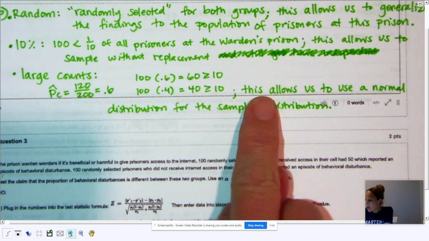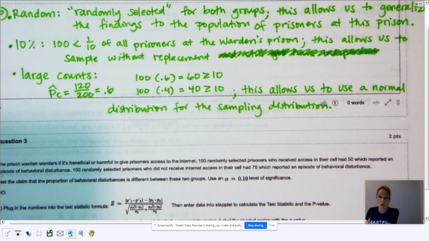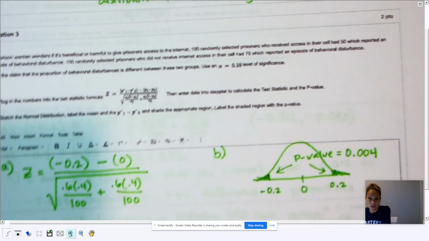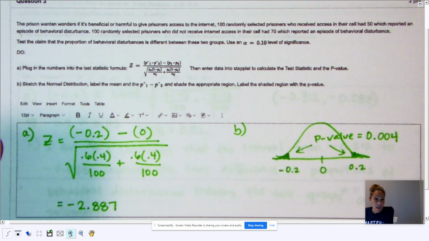But doing this allows us to use a normal distribution. Because each of the counts are greater than 10, then we know that the sampling distribution is approximately normal. And so we can use table A, we can use StatKey. So in this case, it meets that condition. So then we're going to look down at question number 3. And this is the do portion of it.